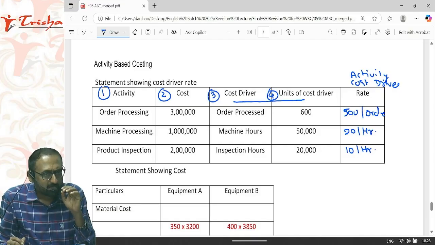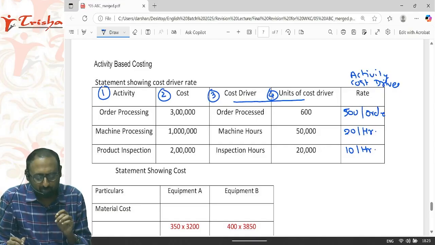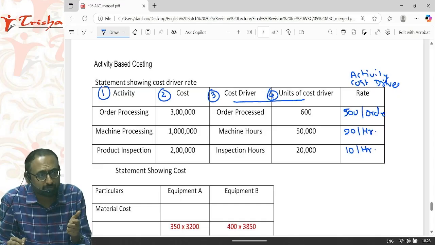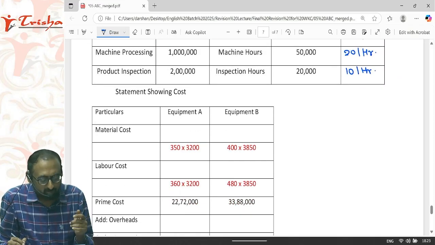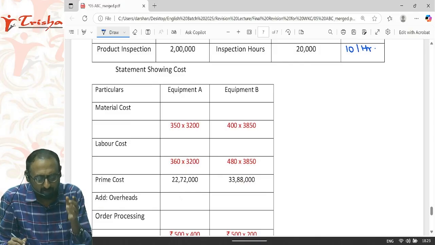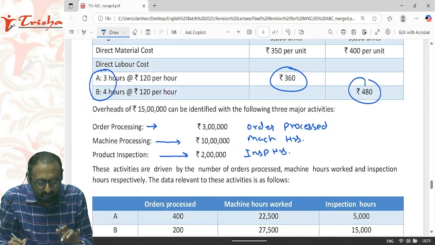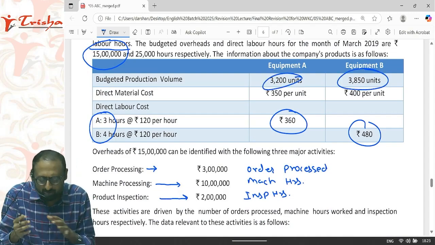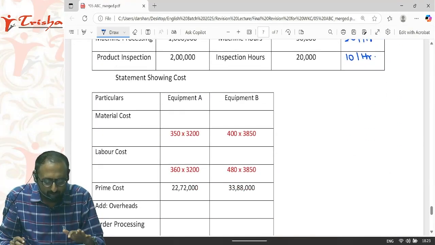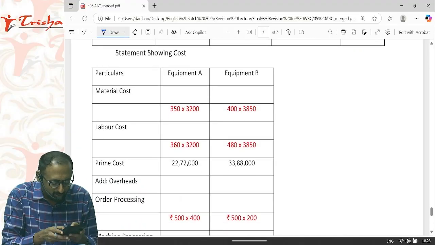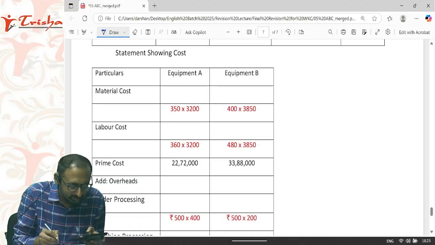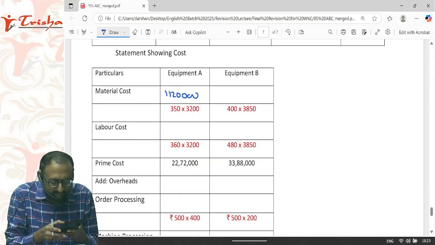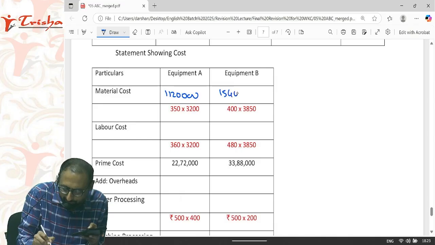Under activity based costing, I told you, you will prepare cost sheet total or you will prepare cost sheet per unit? You will have to prepare total cost sheet. So material cost, sirji. How much is the material cost? 350 per unit multiplied by 3200 units, sir. If you can check that, number of units given 3200 and 3850. You just have to multiply this. So it will be your material cost. Check, sir. How much will be the material cost? 350 multiplied by 3200. Is it 11 lakh 20,000? In the next one, 400 multiplied by 3850. Your answer comes to 15 lakh 40,000.